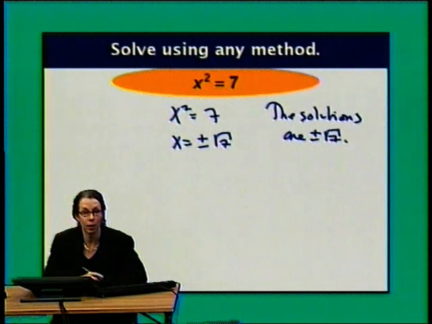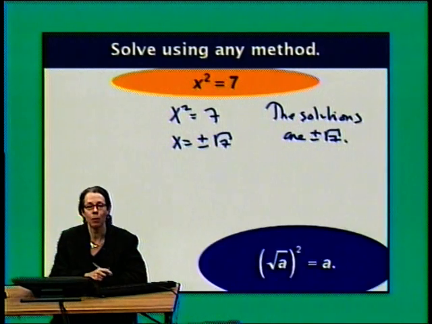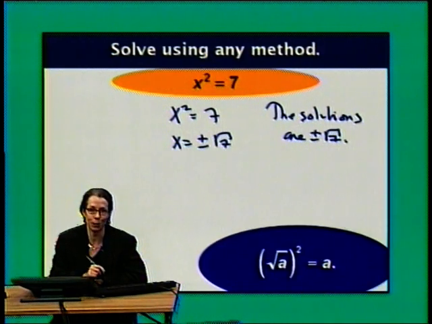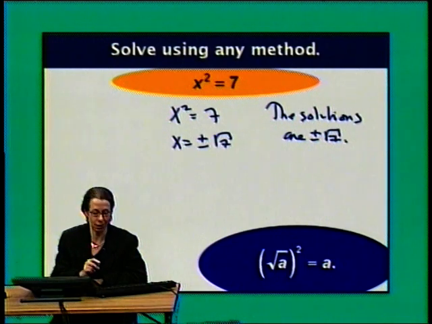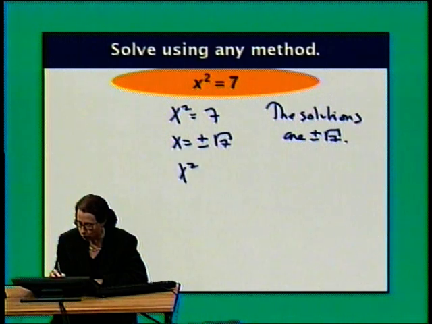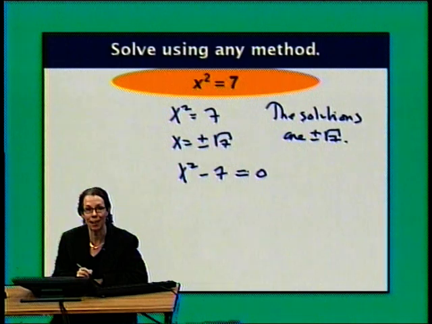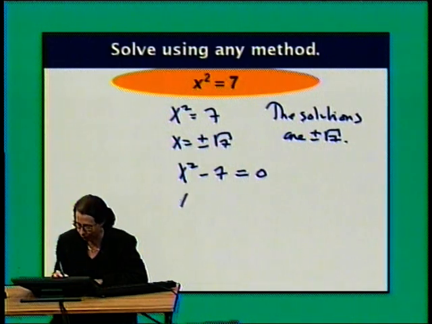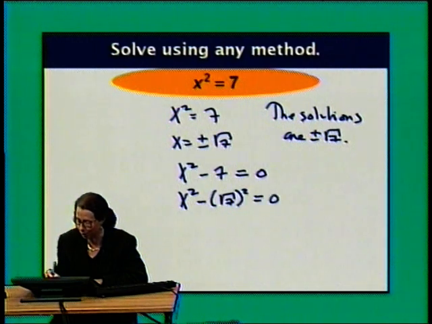So you're probably thinking, why did I bother with this example if it's so easy? Well, we could actually solve this by factoring. The way we're going to solve it by factoring is to recall that when we square a square root, we get the radicand back. So let me show you how I'm going to use this. I'm going to rewrite the equation as x squared minus 7 equals 0. And I'm going to rewrite 7 as a square. This is radical 7 squared.